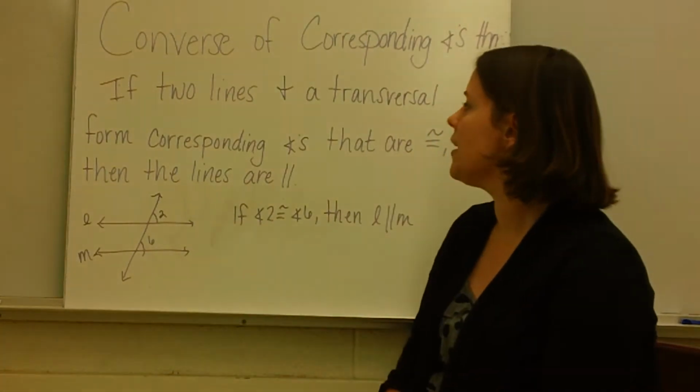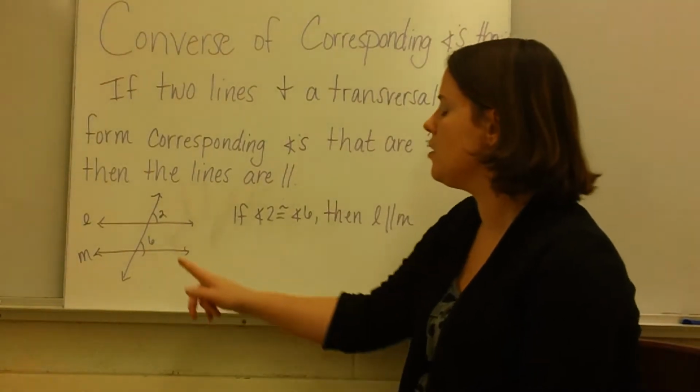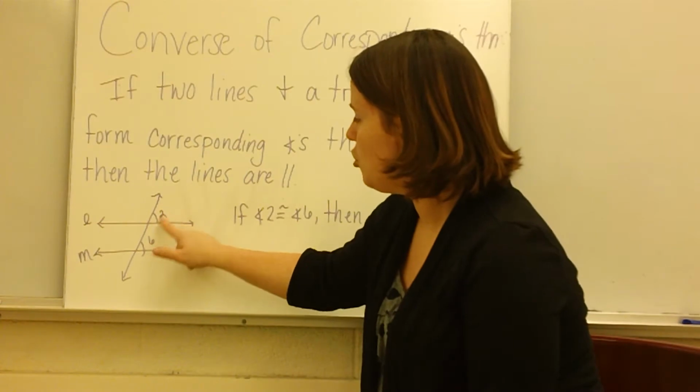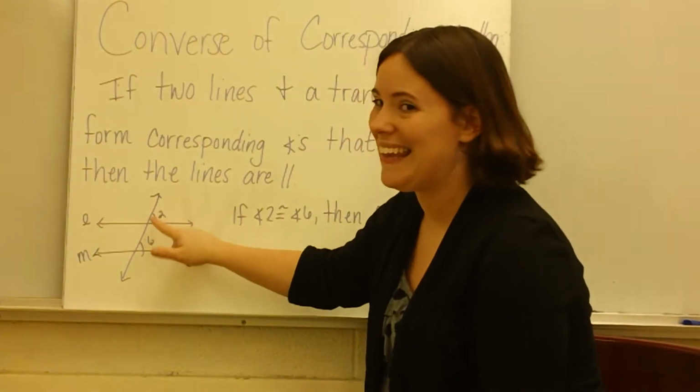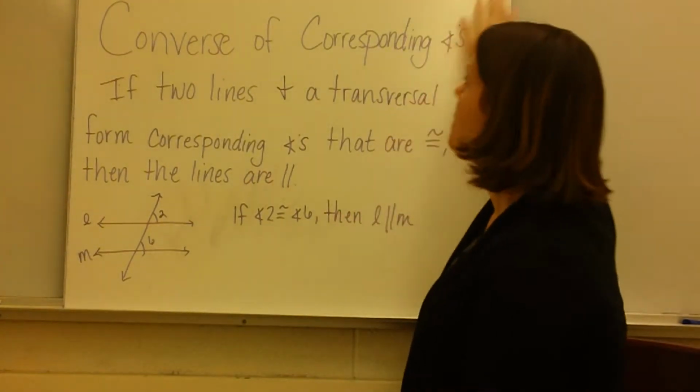So if 2 lines and a transversal form corresponding angles that are congruent, then the lines are parallel. So now, if I say angles 2 and 6 are congruent, I can say that lines L and M are parallel. Okay? We'll move to the next one.